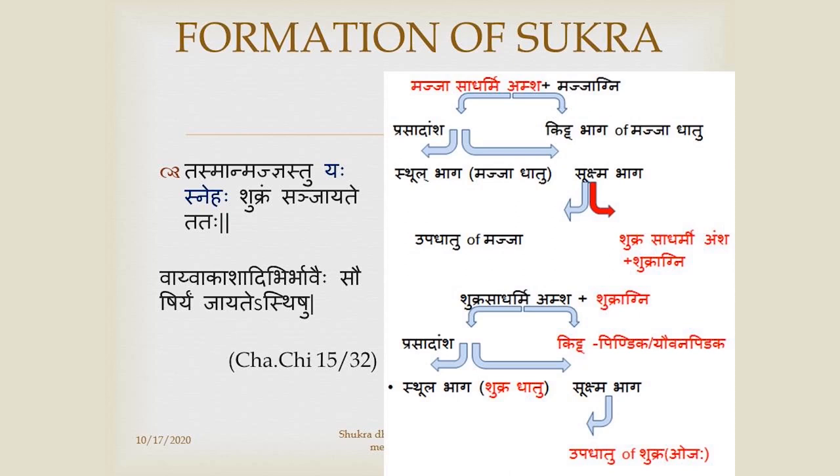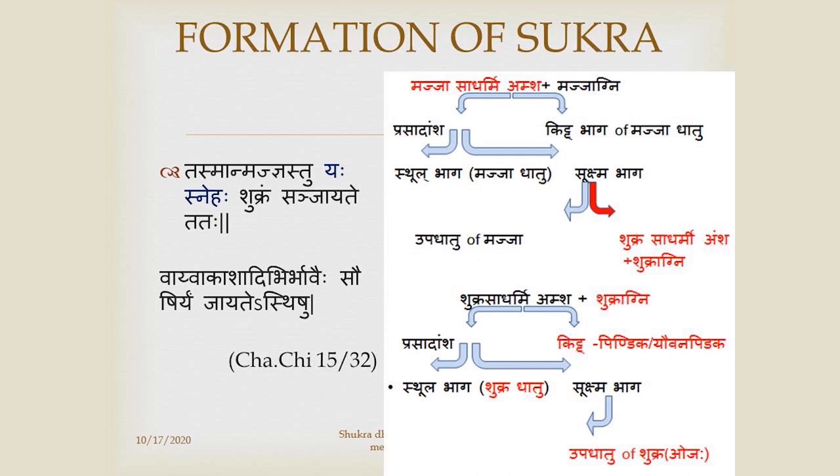The Prasadamsha converts to form a sthula bhaga and a sukshma bhaga. The sthula bhaga is the sthula Majja Dhatu, and the sukshma bhaga includes the upadhatu of Majja and the Shukra Sadharmi Amsha, which gets acted upon by Shukra Dhatu Agni and forms sthula Shukra Dhatu as well as the sukshma upadhatu of Shukra, and kitta formed as Yavana Pidaka or Ekin. So from this we get to know that Majja is the main dhatu which is responsible for the Shukra production.